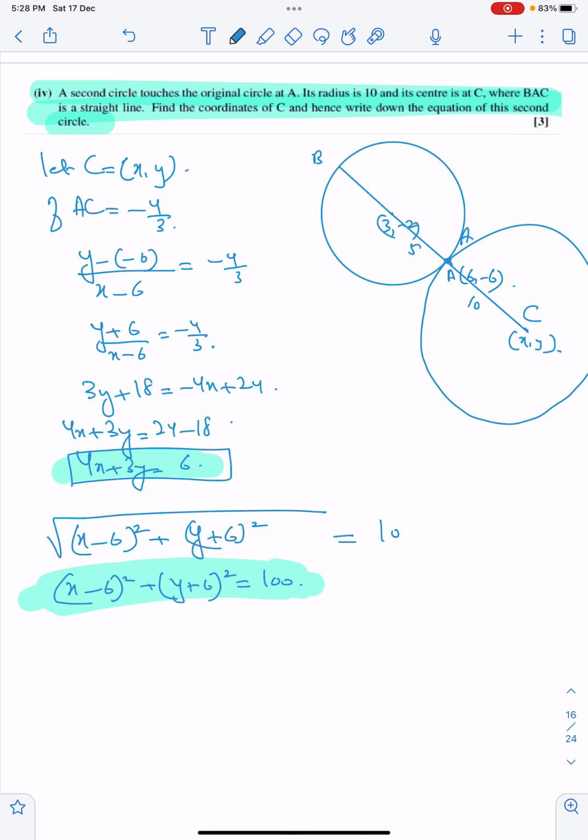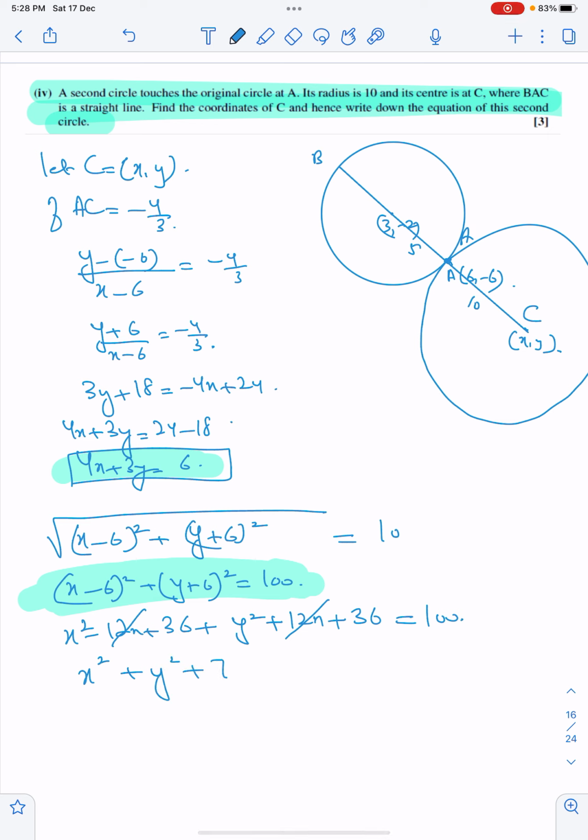What I can do is expand this first. x square minus 12x plus 36 plus y square plus 12y plus 36 equals 100. The negative 12x and plus 12x have cancelled. 36 plus 36 is 72. So x square plus y square plus 72 equals 100. x square plus y square equals 100 minus 72, which is 28.